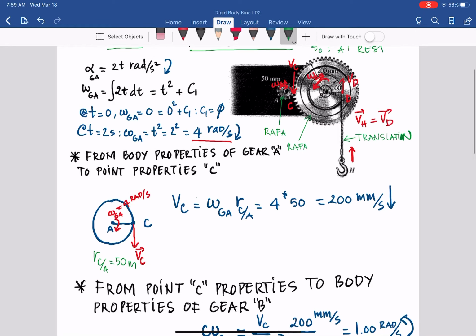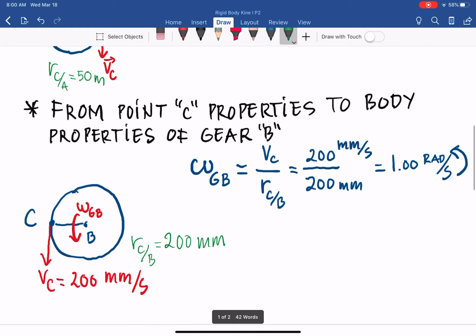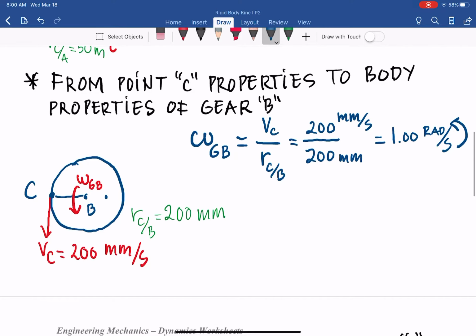So what is the distance? 100, the inner circle with the radius 100 millimeter there. So you can see point D is there, and from that we can extend the graphite stick for this body gear B at point D. We can have velocity D, because omega GB is counterclockwise and the hook goes upward. So we have the VD, it will go up.